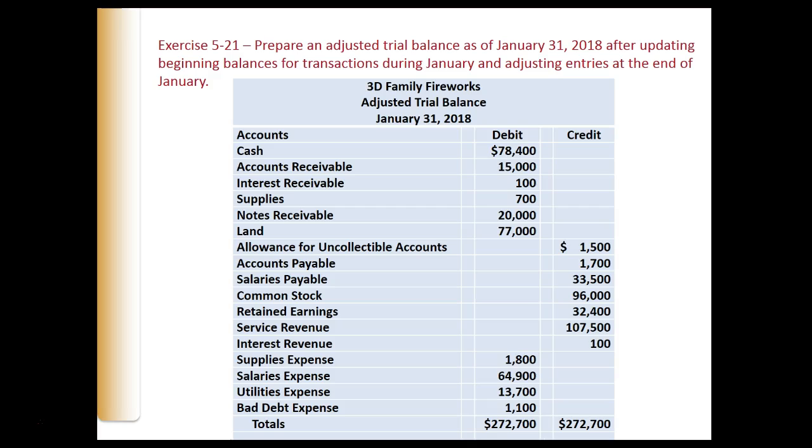Then next it asks us to prepare an adjusted trial balance. So basically we are taking all the figures that we've accounted for plus our adjustments to come up with our new trial balance. Again, you notice the debits are going to equal the credits.